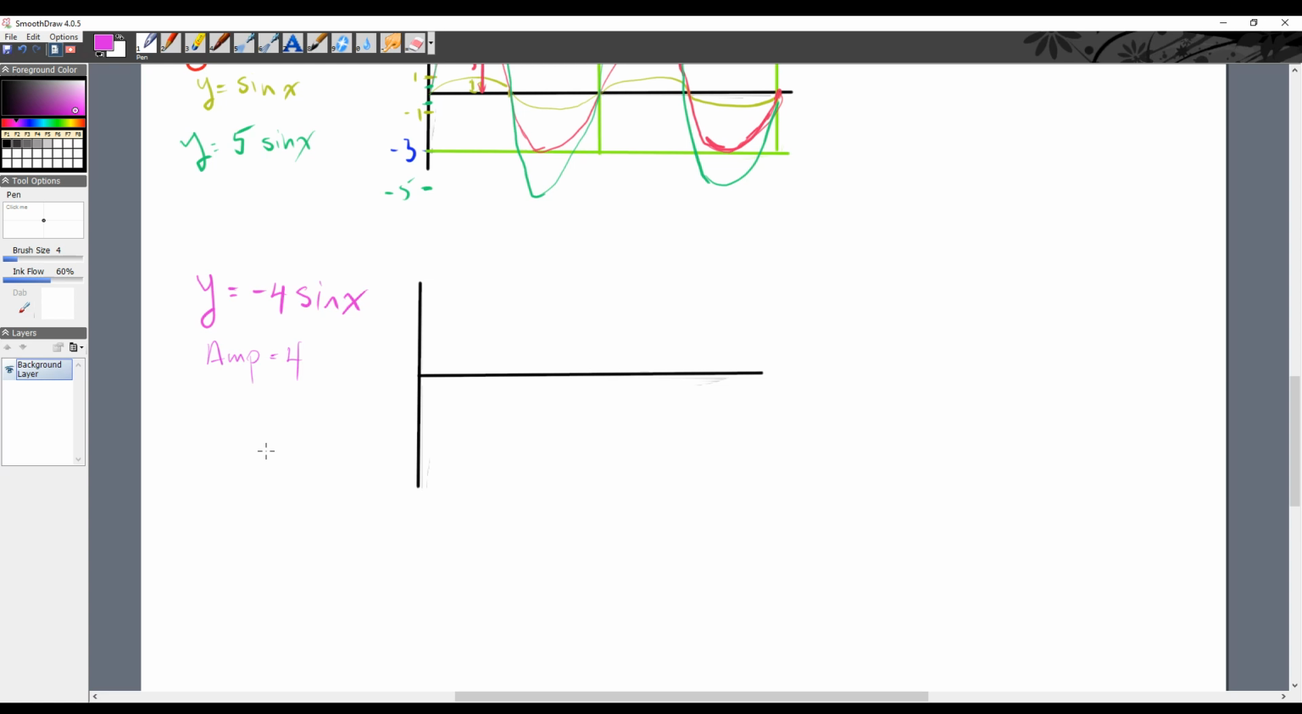The amplitude is how far from the center line. So if you put a tape measure on it, it would still be 4, whether we measured upwards or downwards. So the amplitude is 4. That means it can get 4 away from the center line. So this is going to be 4, and this is going to be -4.